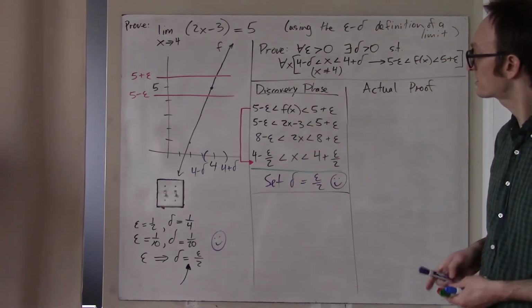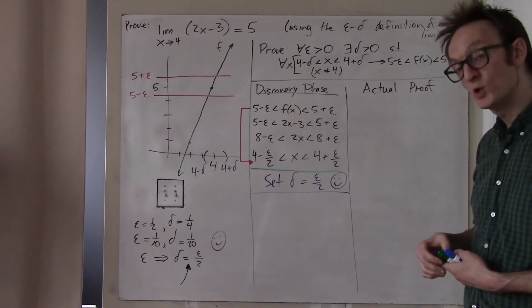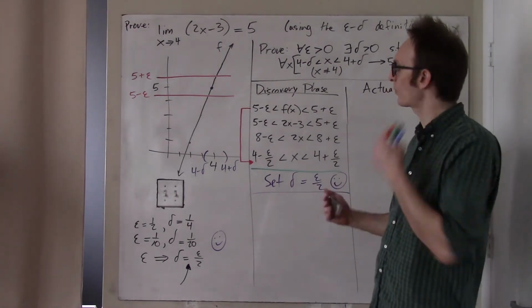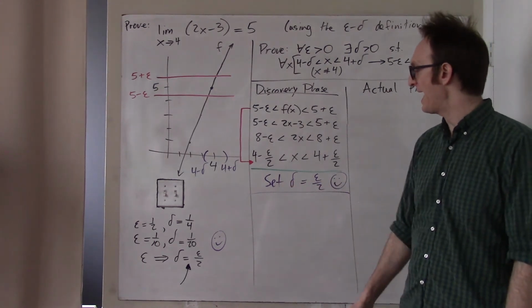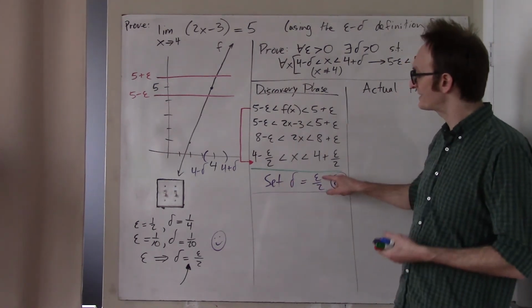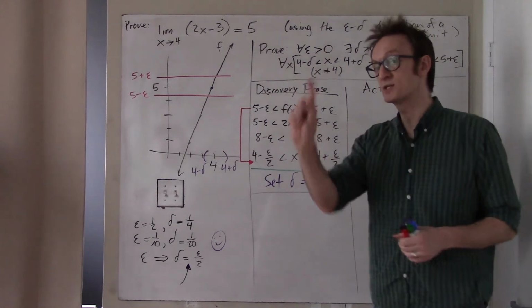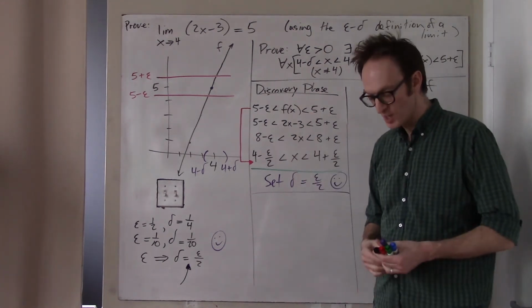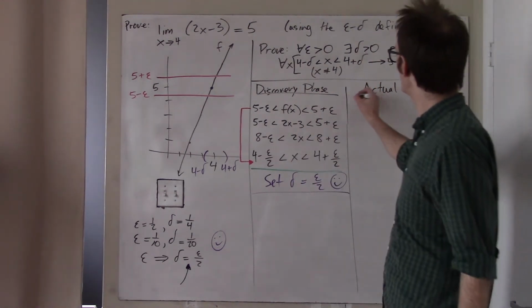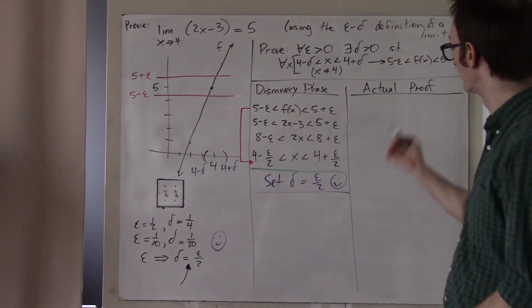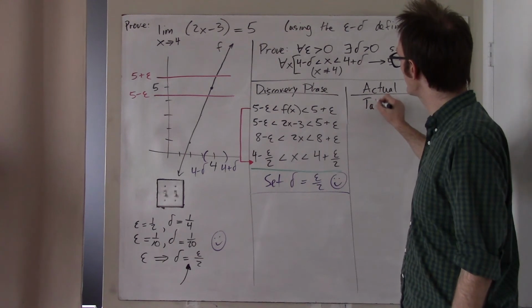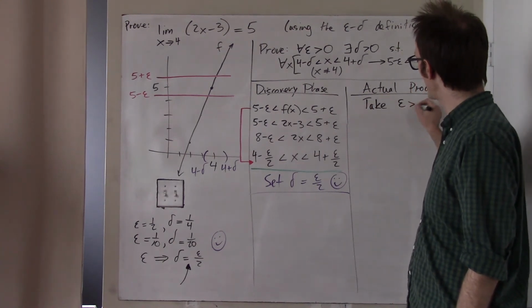Okay, and so the discovery phase concludes when you have algebraically determined, by working backwards, how you are going to respond. And the answer is, whenever I receive a tiny, tiny number, my response is going to be half of that number. Okay, now we finally get to the actual proof. What happens in the actual proof? Well, first someone challenges me with an epsilon. So take an epsilon greater than 0.